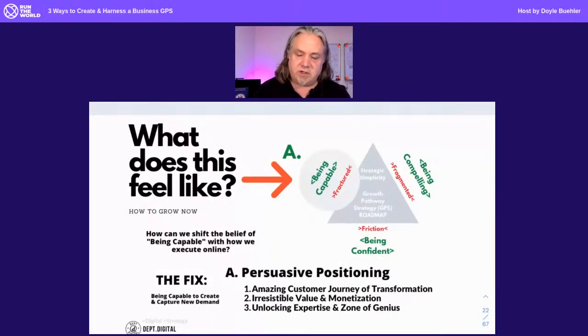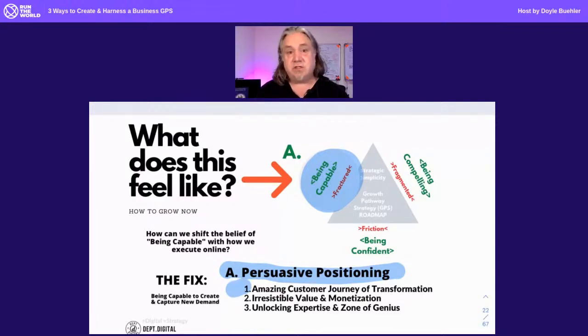So I want to explain quickly what these actually look like. How can we dig a little bit deeper? So what does this feel like? Let's start with the first one, being capable. How do we do that? Persuasive positioning. All right, what does that actually mean? That means we're creating an amazing customer journey of transformation. I spoke of that journey earlier on at the beginning. We're providing that. How else do we create persuasive positioning?